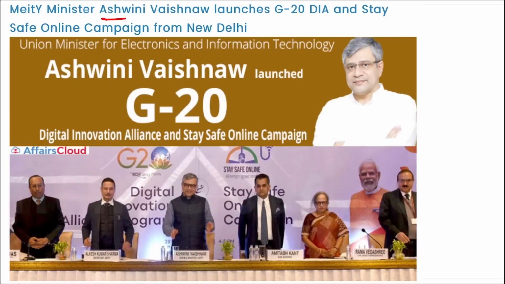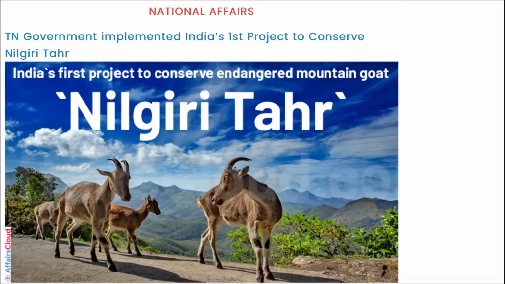Next is Ashwini Vaishnav. Ashwini Vaishnav has launched G20 DIA, that is your Digital Innovation Alliance and Stay Safe Online campaign from New Delhi. So, two things were launched by Ashwini Vaishnav, that is your Digital Innovation Alliance and Stay Safe Online campaign, and they both were launched under G20 presidency of India. Next is your Tamil Nadu government. Tamil Nadu government has recently implemented India's first project to conserve the Nilgiri tahr. As you can see, these are known as mountain goats.